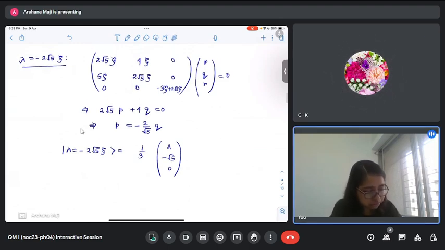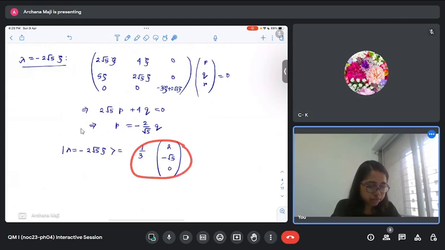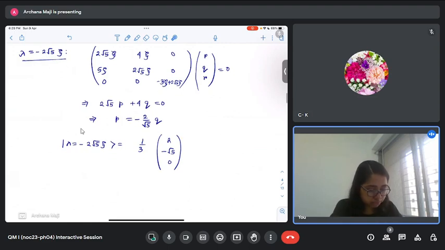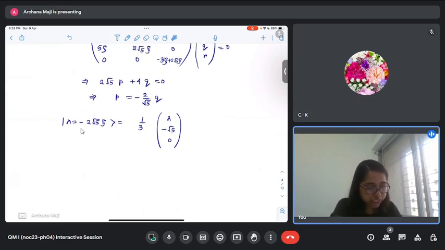So you make a choice. You consider P to be 2, and then Q naturally becomes minus square root 5. So I am taking P to be 2. You can also take P to be square root 5 and accordingly write Q. Then Q will be 5 by 2, and accordingly your normalization constant will be different, but ultimately it will be the same, up to a multiplicative constant.